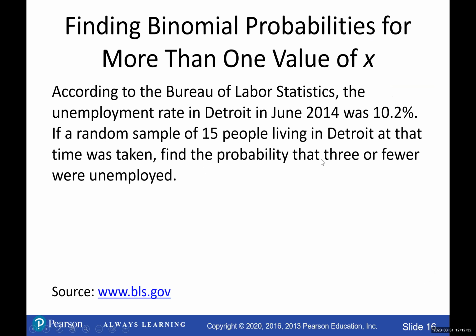So let's move to the next line, finding the binomial distribution for more than one value of x. According to BLS, the unemployment rate in Detroit in June 2014 was 10.2%. Okay, so here are people who say, no, I don't have work, I don't have a job. If a random sample of 15 people, right? So now you ask 15 people living in Detroit at that time, find the probability that 3 or fewer were unemployed.